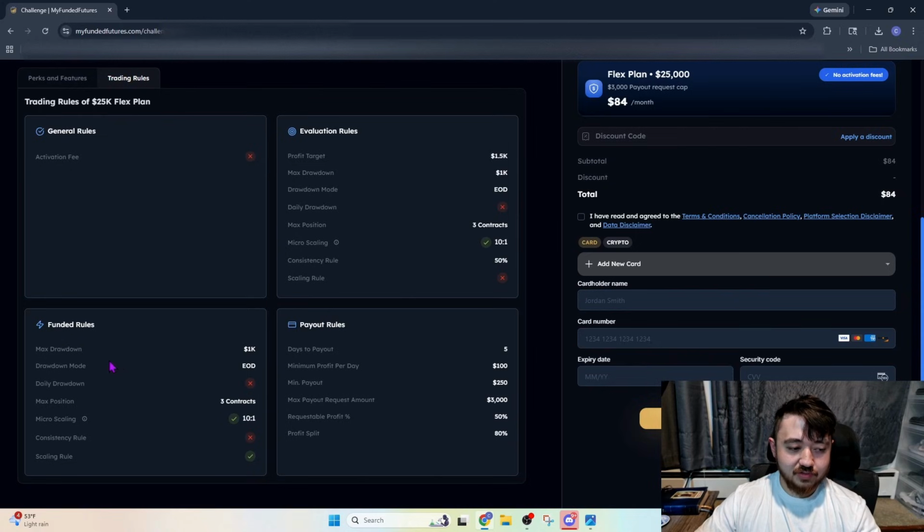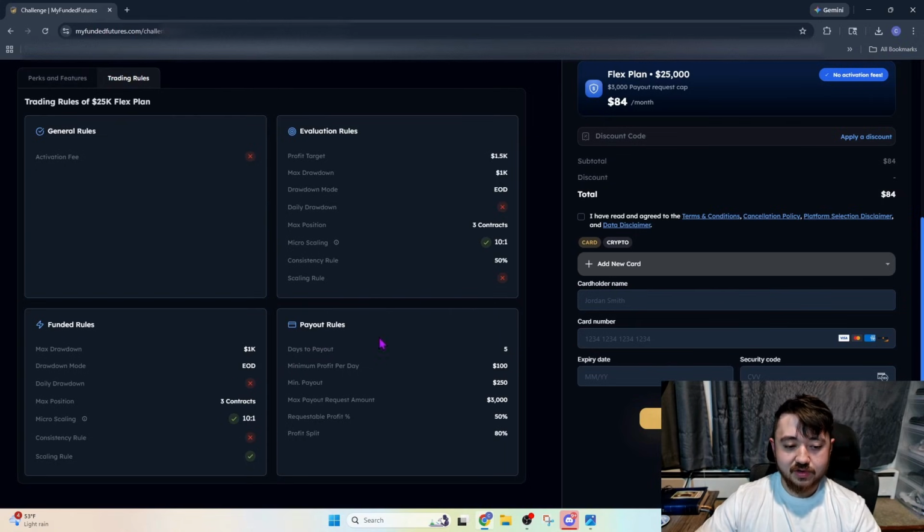So for the funded rules right here, your max drawdown is $1,000, same thing. Max position is 3 contracts. Micro scaling 10-1, so you can have 10 micros per 1 mini. There is no consistency rule, but there's a scaling rule, so you can only start with a smaller size when you first get to the funded account, and then when you grow a bigger account balance, you can start trading up to the 3 contracts.